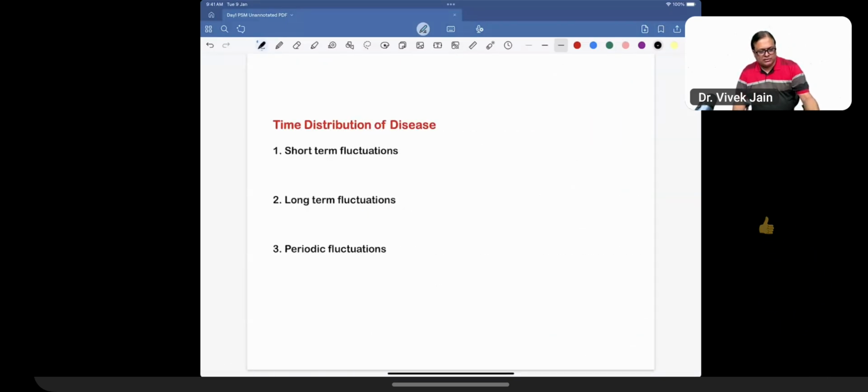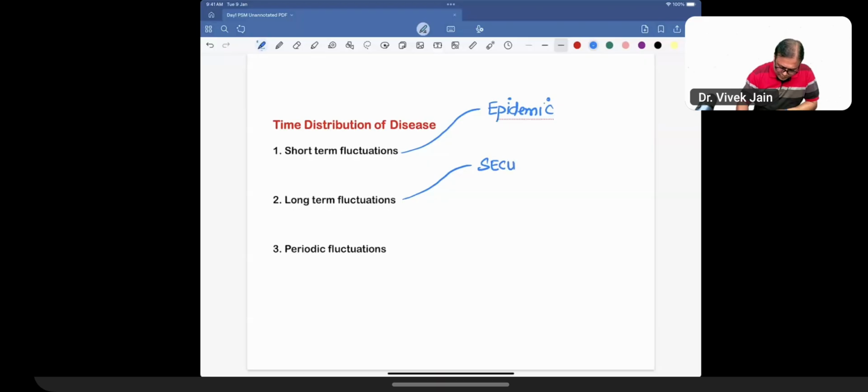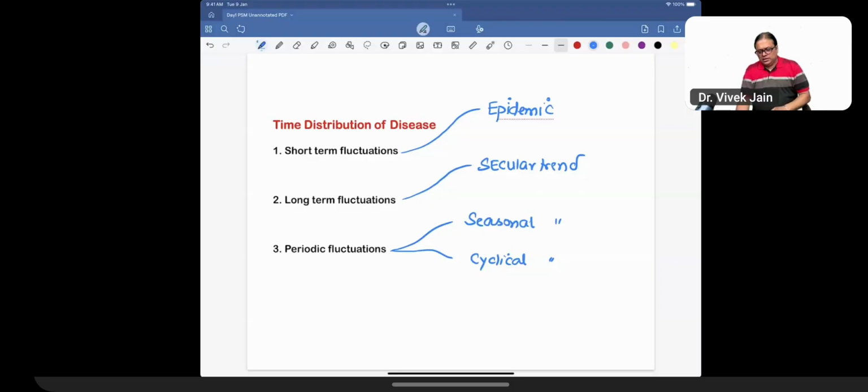Time distribution of disease we come, friends. Time distribution of disease. What is short-term fluctuation actually known as, which occurs in days, weeks, or months? Yes, epidemic. INICT question. Long-term fluctuation, which occurs over decades, is known as, yes, secular trend. And periodic fluctuations may be seasonal, that we have already discussed in epidemiology, or cyclical. Now I know all of you understood the concept, short term, long term, periodic.